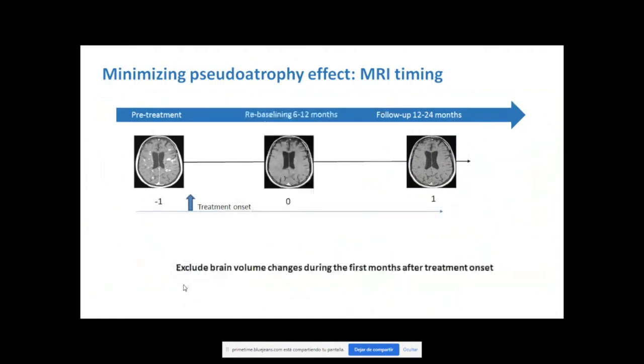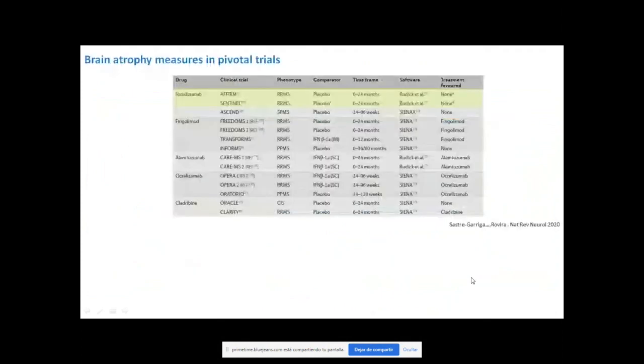So a very simple way to get rid of this effect is to ignore the brain volume measures obtained on an MRI scan acquired before the treatment onset. It is very important to re-scan the brain 6 to 12 months after the onset of the treatment, and then use this new MRI as the new baseline against which we compare any brain volume change after 1 year, 6 months, or several years. So remember, it's important to exclude brain volume change during the first months after treatment onset.